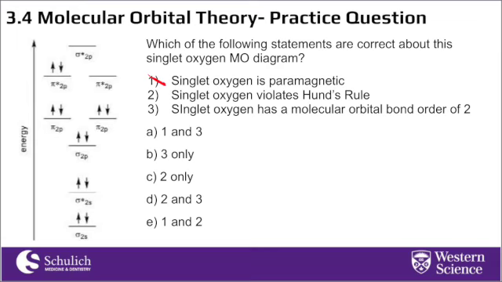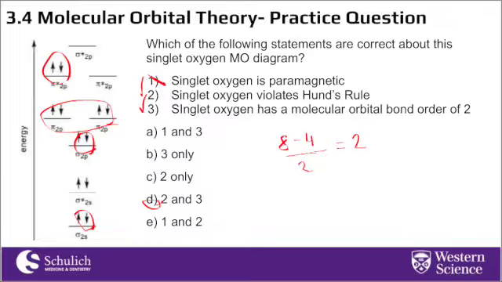For point two, singlet oxygen violates Hund's rule. If we remember, Hund's rule is degenerate MOs each get one electron before doubling them up. So this statement is true because it does violate Hund's rule there. For the third thing, singlet oxygen has a molecular orbital bond order of 2. If you count the bonding electrons, there's 2 here, and then 4 there, so you have 8. Your antibonding ones, which you have left, you have 4. So you have 8 minus 4 divided by 2, which is 2. So that one is also correct. The answer there is D.